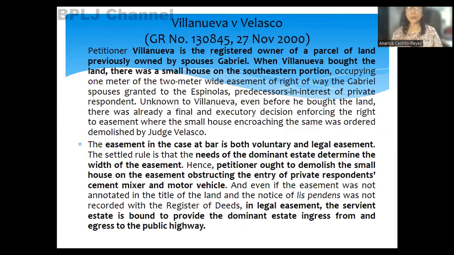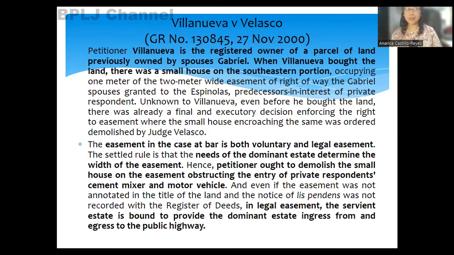We now go to the case of Villanueva versus Velasco. Villanueva is the registered owner of a parcel of land previously owned by the spouses Gabriel. When Villanueva bought the land, there was a small house on the southeastern portion, occupying 1 meter of the 2 meter wide easement of right of way that the Gabriel spouses granted to the Espinolas.